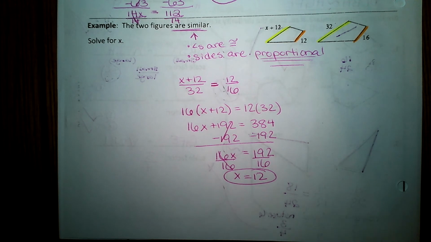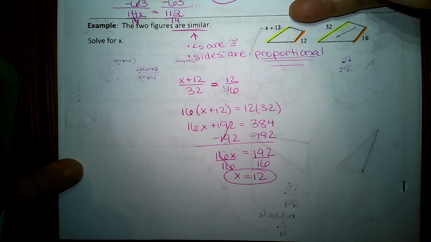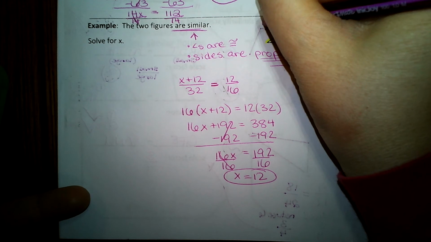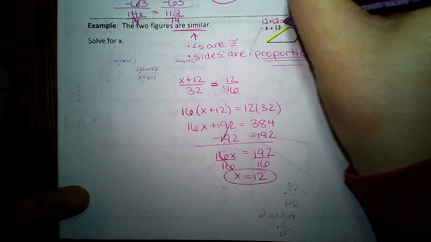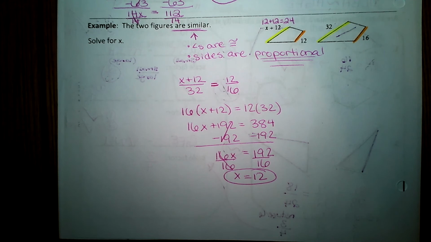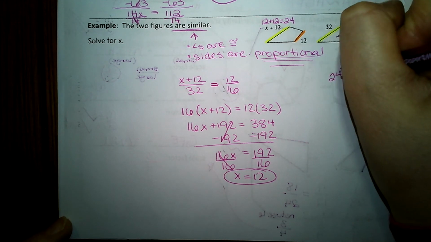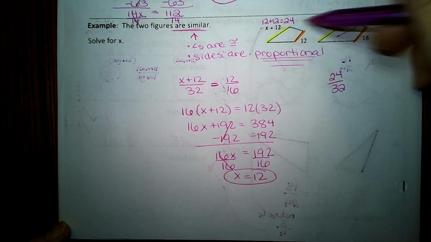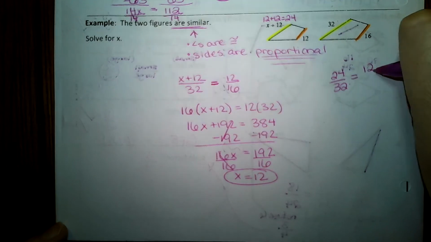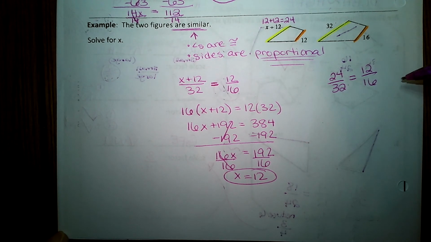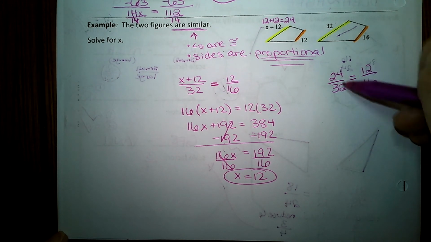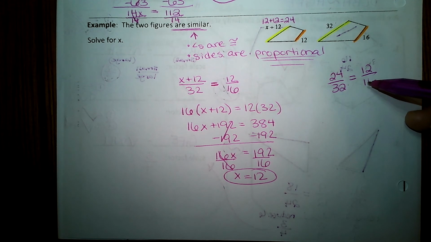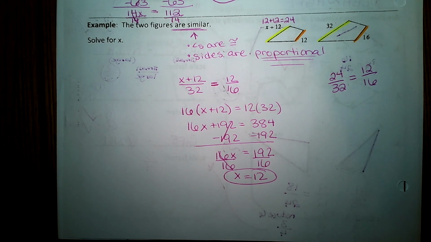Now I'm always going to go back up here and plug in. Always, okay? So I've got 12 plus 12. 12 plus 12 is 24. Let's make sure that this figure is now proportional. 24 and 32 are the comparison, just as 12 and 16 are the comparison. These two ratios, these two fractions should reduce to the same value known as the scale factor. So let's do a little reducing here.